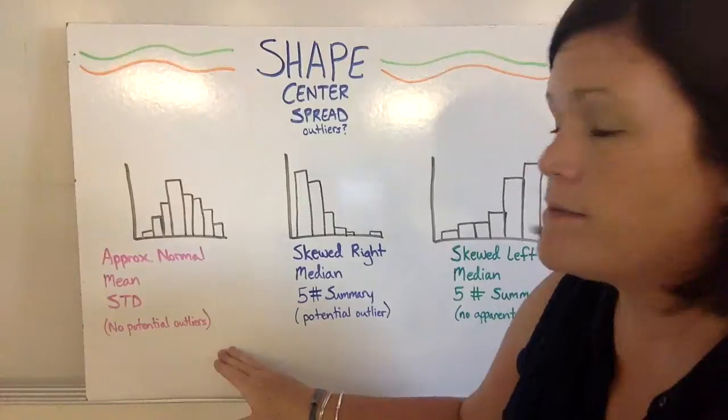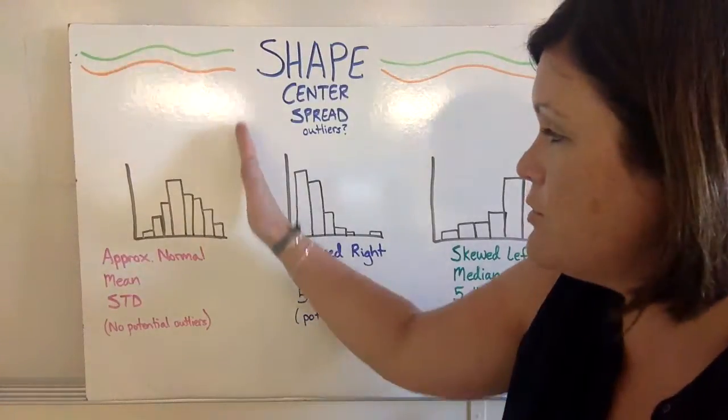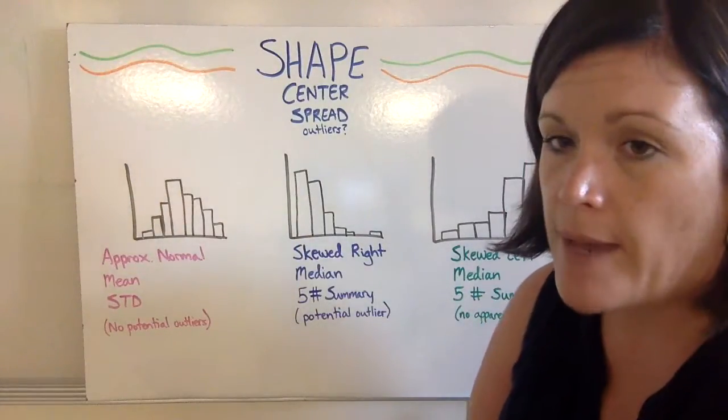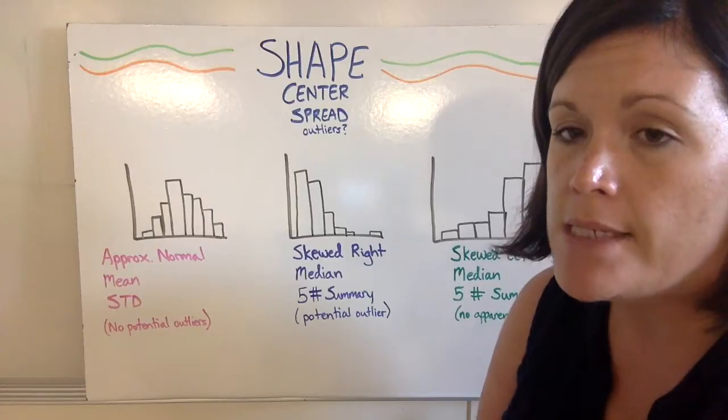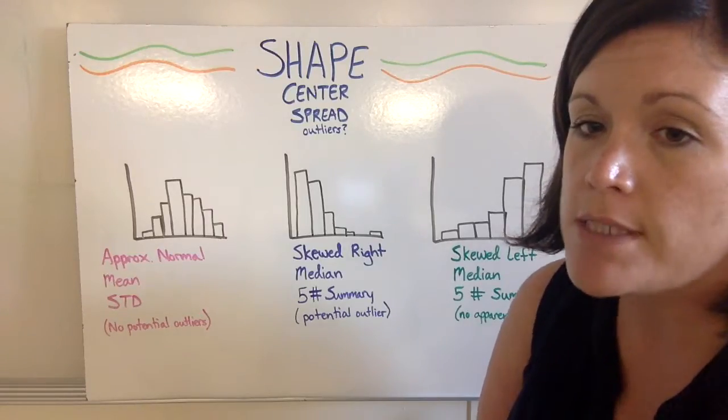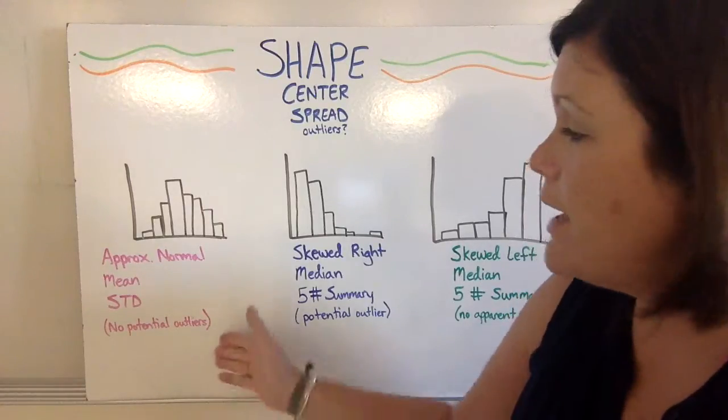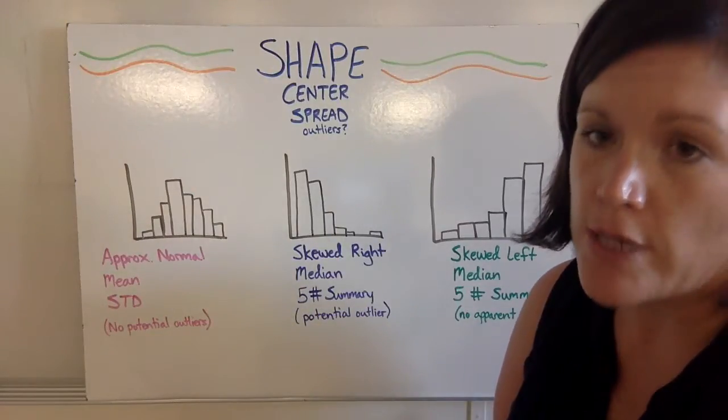And then in this case, there are no potential outliers. But you would automatically want to head down this path. If it's approximately normal, mean and standard deviation will help you describe the center and the spread. And then outliers will just depend on the example you're looking at.